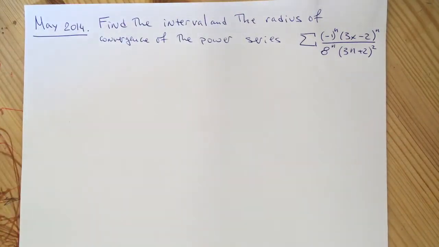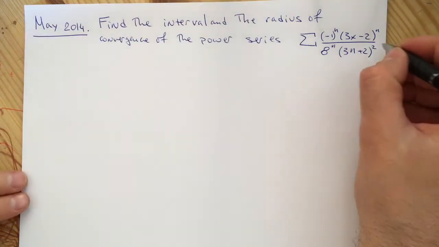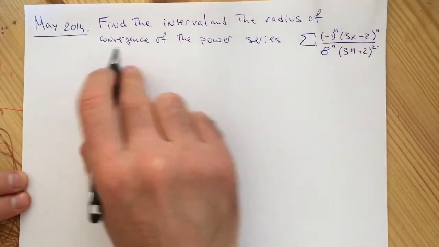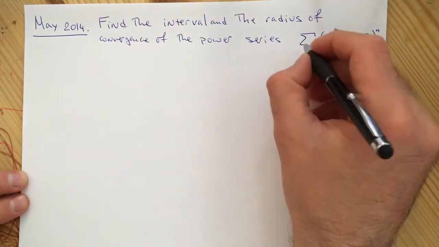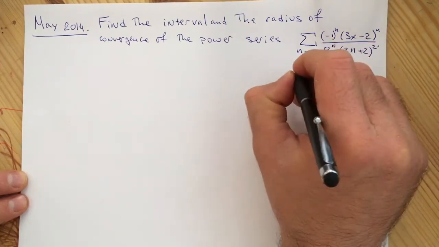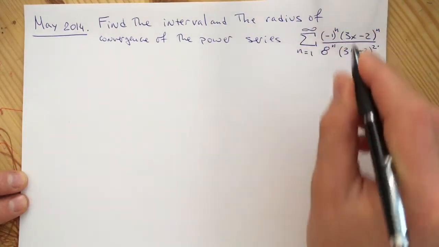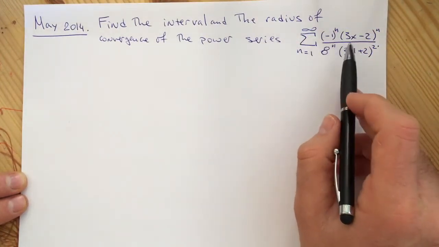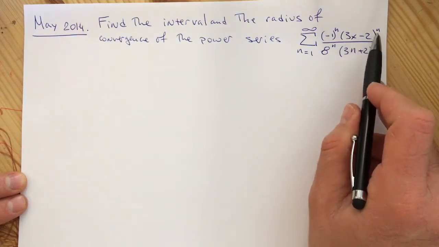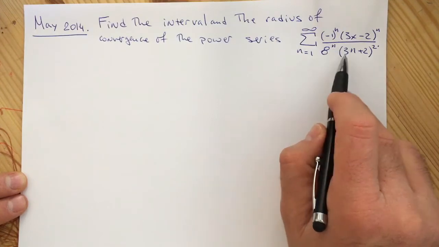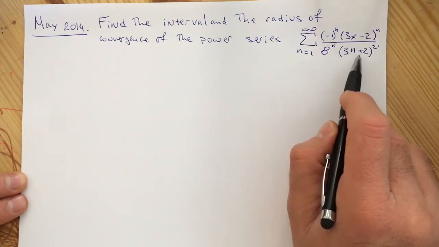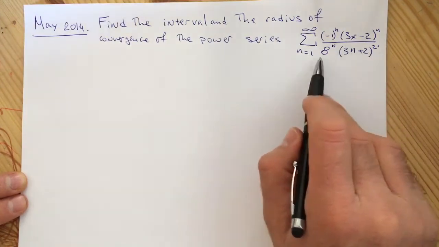In this video, we will go over two problems from past finals where we cover the question on how to find the interval and the radius of a power series. In this case, the power series is given as the sum as n goes from 1 to infinity of negative 1 to the power n times (3x minus 2) to the power of n over 8 to the power of n times (3n plus 2) squared.